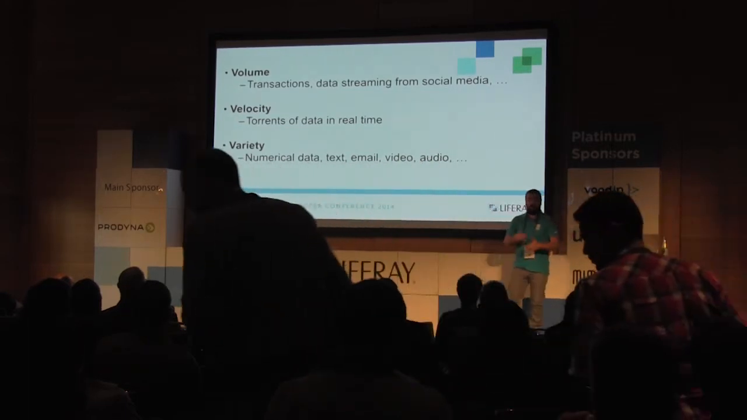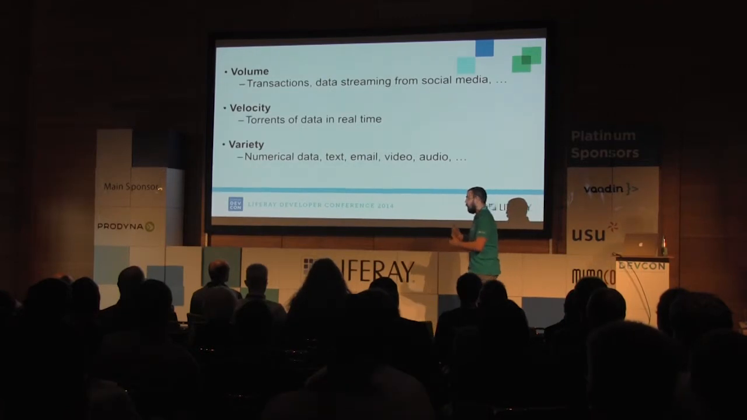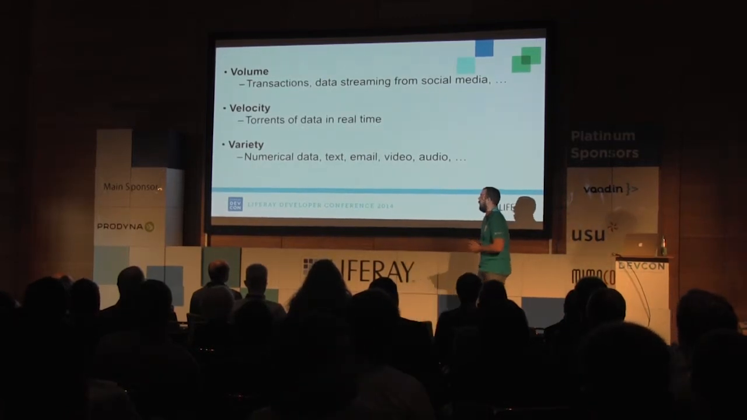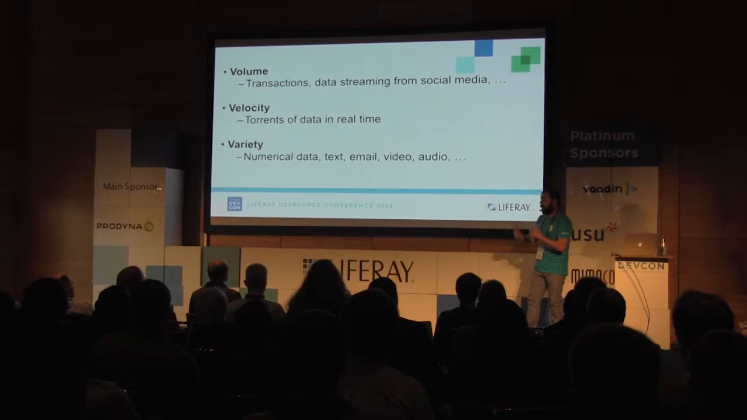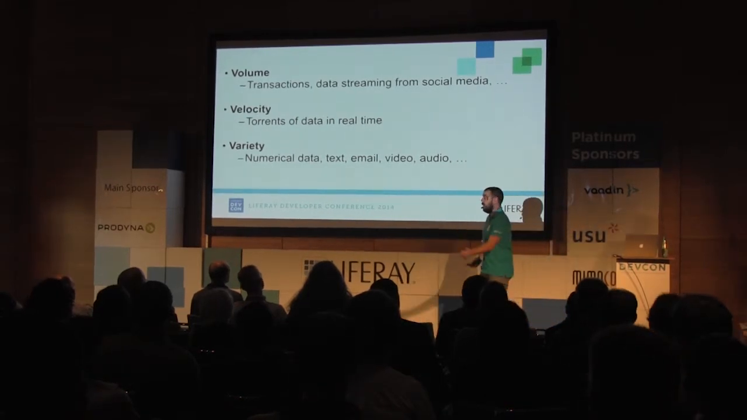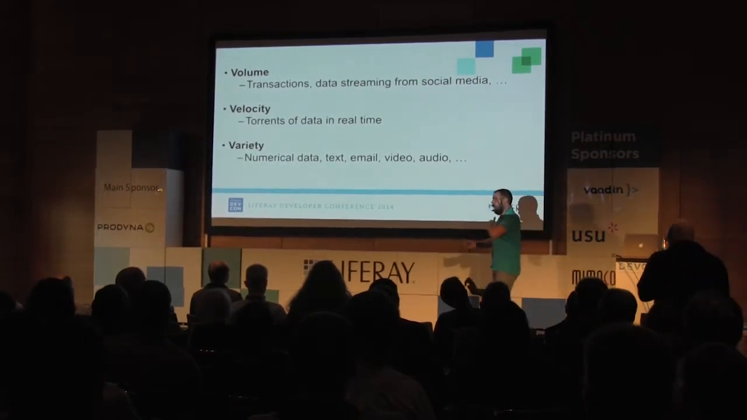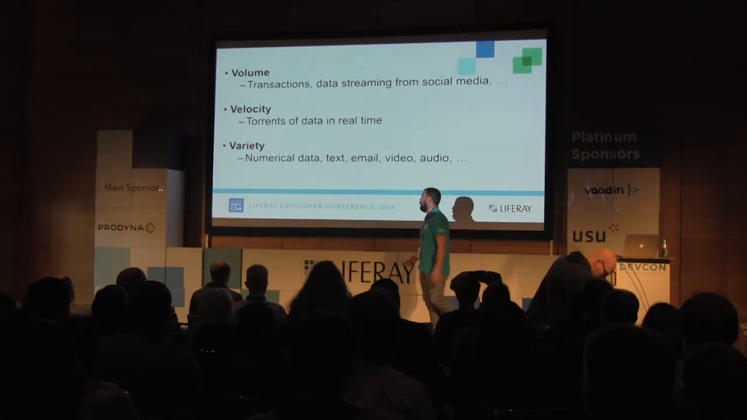The velocity is the speed of the data. So Twitter, Facebook, whatever, they are constantly generating information. And we have tons of different kinds of information: numerical data, social media information, text, emails, video, many different types.